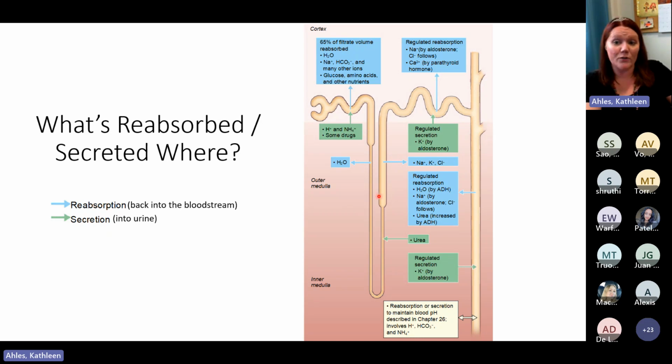I want you to make sure that you know that the distal convoluted tubule, as well as the collecting duct, are locations where we do a lot of sodium reabsorption. But why I want you to know that is because those are the places where aldosterone from the renin-angiotensin-aldosterone system acts. So the distal convoluted tubule and the collecting duct is where sodium is reabsorbed. It's coming back into the body when we have aldosterone present.